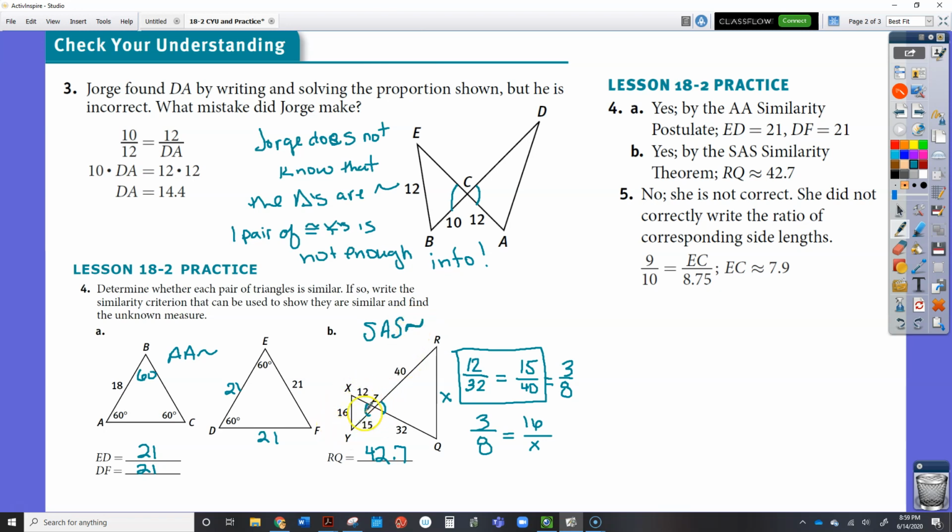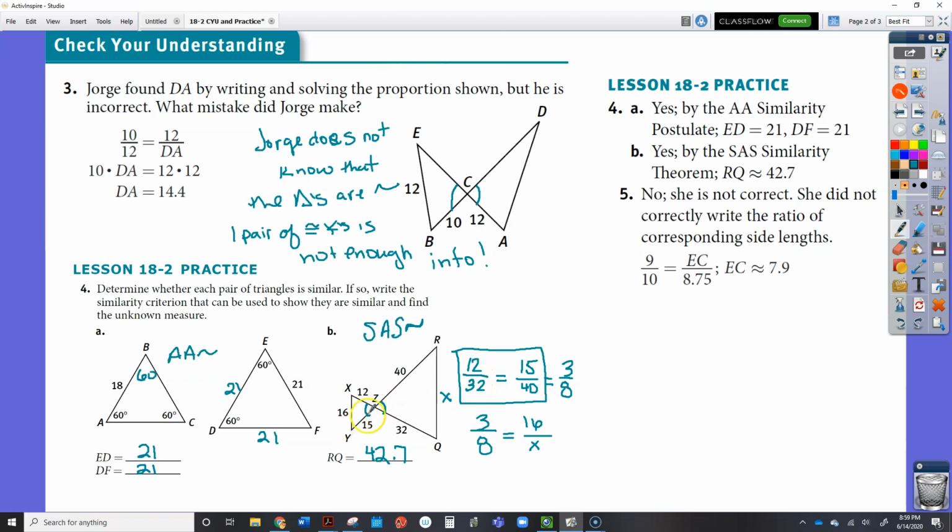Notice in this triangle right here, I've got 12, which is the smallest side, and then 15 is the medium side length, and then 16 is the biggest one. So when I went over here, I put 12 on top. I made sure that of these two, I picked the smaller number. So 12 and 32 have to be the corresponding sides that should make a ratio.